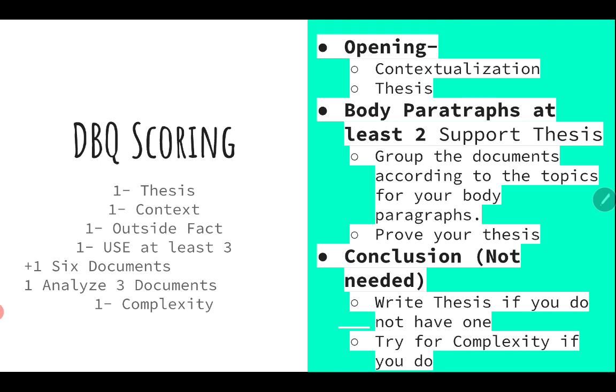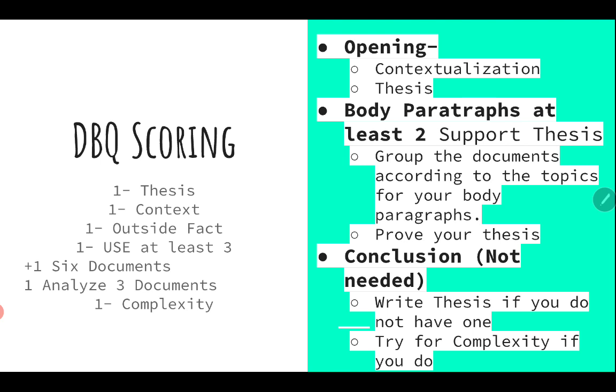You could aim for 3. And these are going to be the things that support your thesis. Group your documents according to the topics for your body paragraphs. The reason why I say you probably want 3 is because if you have to use 6 documents, you can do 2 documents per paragraph. If you are only doing 2 paragraphs, you have to do 3 documents per paragraph. Either one is fine, just as long as you get it done. And just make sure you're proving your thesis. You're going to want to start with a claim and prove your thesis.